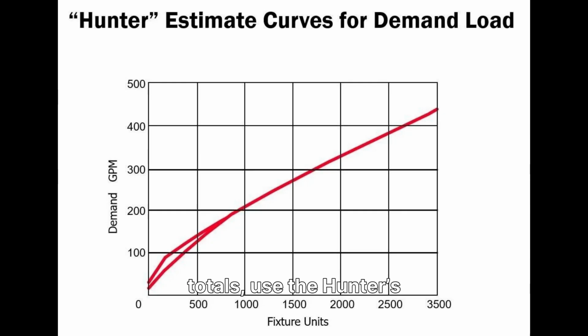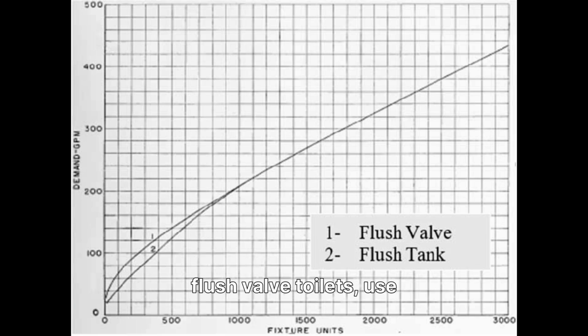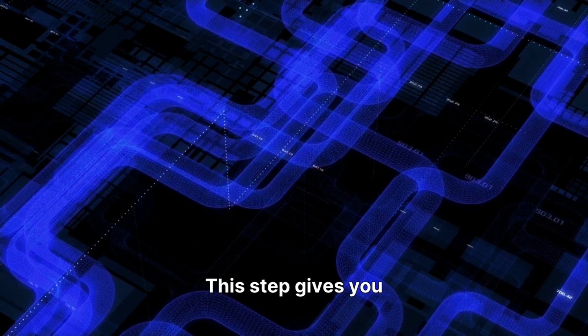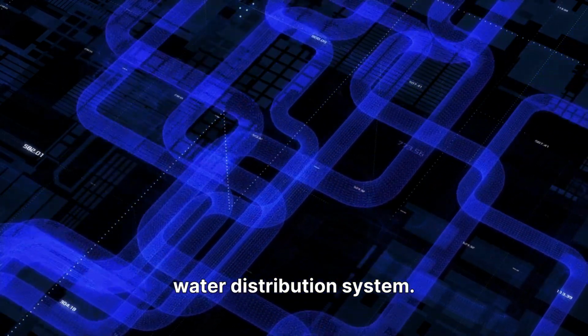Once you have those totals, use the Hunter's curve chart to convert fixture units into demand flow in gallons per minute. For large buildings, refer to figure 3.1. For smaller buildings, use figure 3.2. If the building uses flush valve toilets, use curve 1 for estimating cold water demand. If it uses flush tank toilets, use curve 2 for both hot and cold water calculations. This step gives you the estimated GPM for each section of your water distribution system.